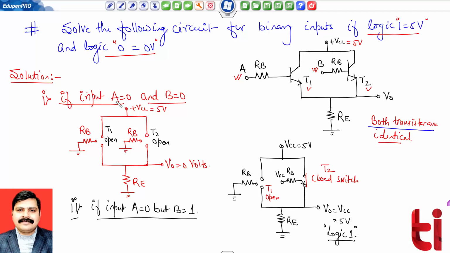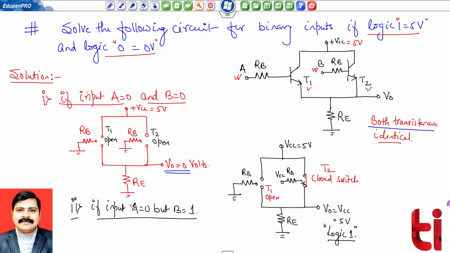In the first situation, when both inputs A and B are 0 0, see the behavior. T1 and T2 both will behave like an open circuit because the base terminal is connected to ground. That means there is no direct connection between VCC and the emitter output voltage. So the drop across this resistance is 0 because there is no current, and my output voltage is 0 for this case.